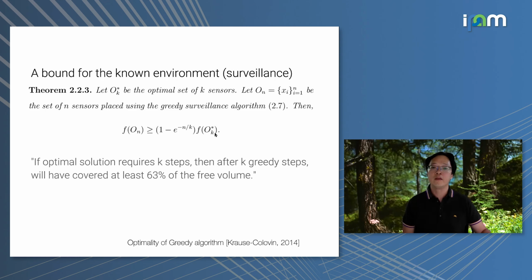And F of O star K would be the area observed by the optimal set of K sensors. They are off by a factor which is 1 minus e to the negative n divided by k. So this translates to, if the optimal solution requires k steps, then after k greedy steps, we are guaranteed that the greedy algorithm will discover at least 63% of the free volume that should be there. Well, this sounds not too optimal, but this estimate here is a little bit pessimistic according to our experience. And then there's also the paper by these two gentlemen and some others, showing that the greedy algorithm in polynomial time provides an optimal solution to such kinds of problems. Okay, so this much we can say about the performance of the greedy surveillance algorithm.